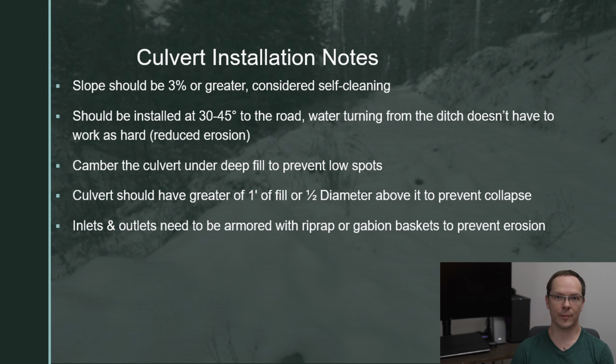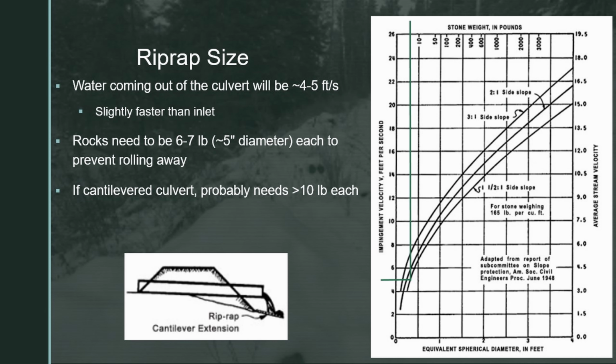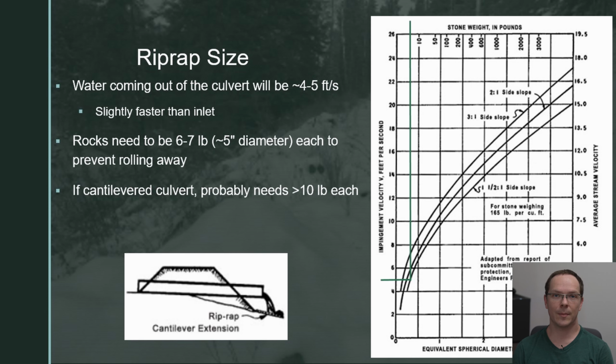Inlets and outlets need to be armored with riprap or gabion baskets, and that'll help prevent erosion. One of the things you can do on the inlet is put a rock that's jagged and pointed upwards. I mean, you probably need like 5 to 10 pound rock, but they're set up like this. It's called dragon's teeth, and that rapidly decelerates the water. It'll cause silt to come out of the water, and so you're going to have less likelihood of silt getting into the culvert itself.